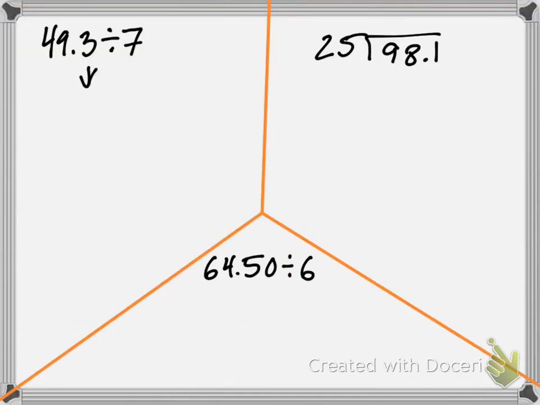I want you to do these 3 problems for me. Remember, we're estimating to make it the best that we can do easily. So let's look at this first one. What we rounded 49 and 3/10 to. Clara, what did you round 49 and 3/10 to?